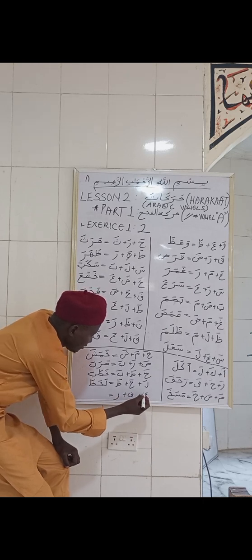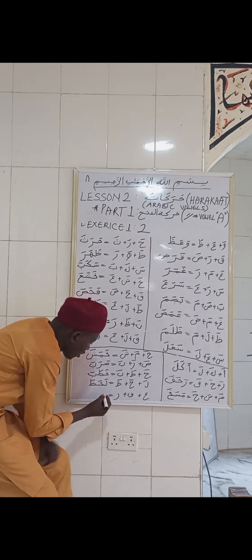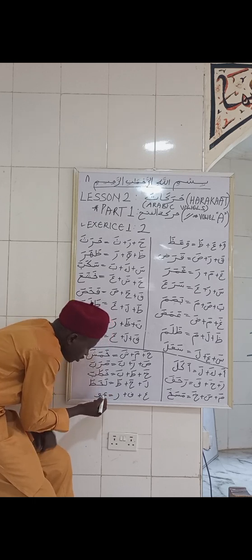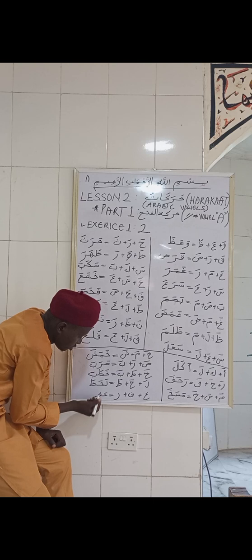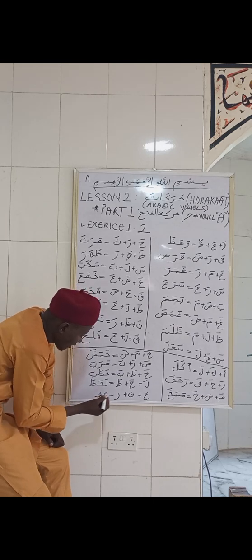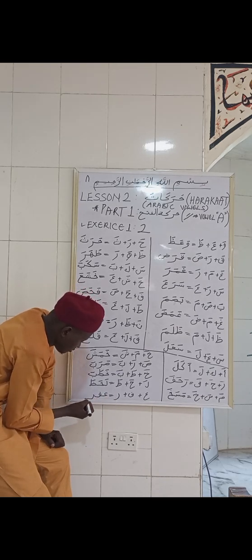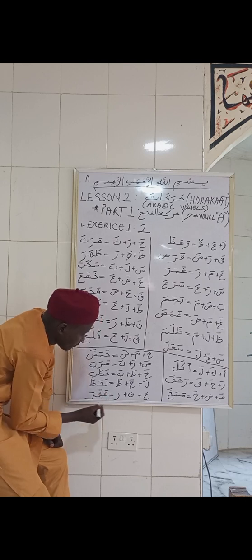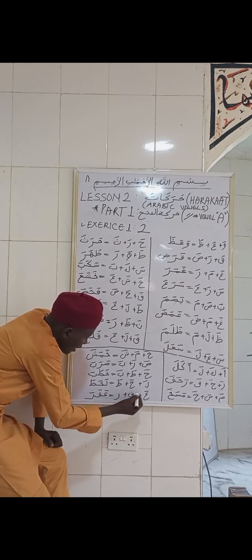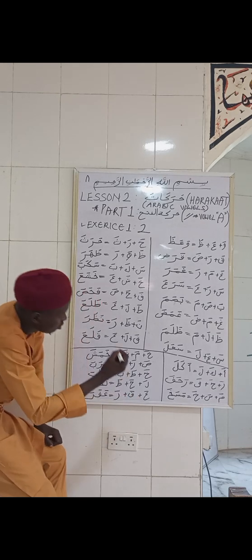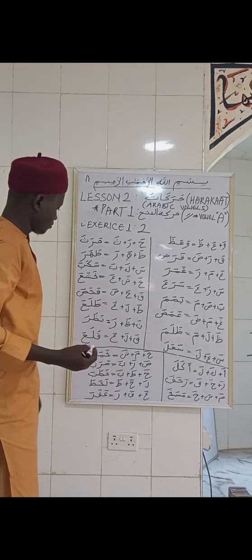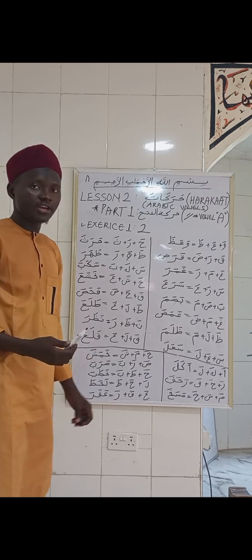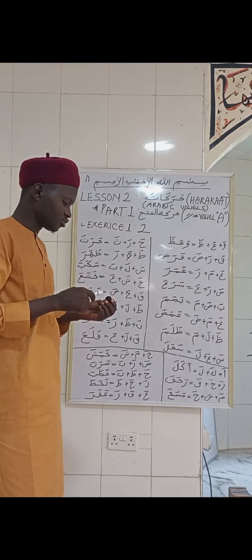The last but not the least on the third column is what? Is ain, faf, and ra. Ain can be joined with faf. You can see I've joined them. Put dots. Then fa can be joined with ra as well. So you are going to have what? Afara. Abi? Afara. So with this, we have come to the end of exercise 2.